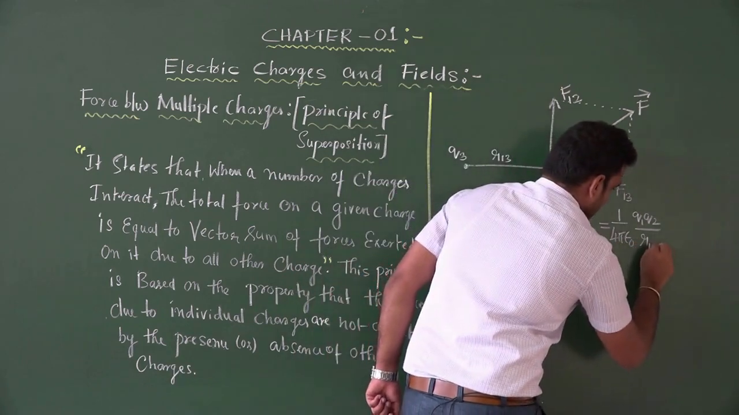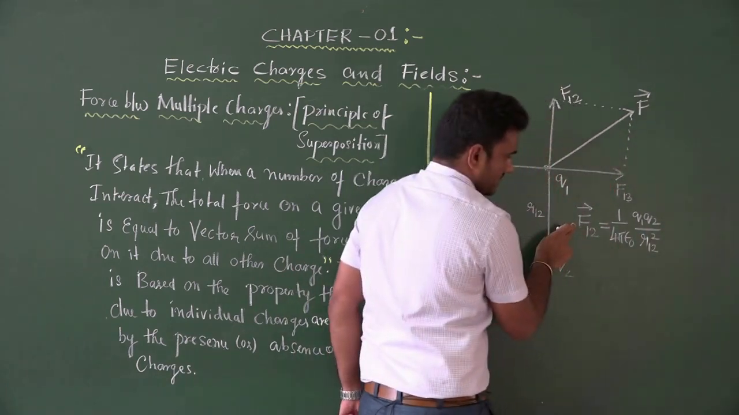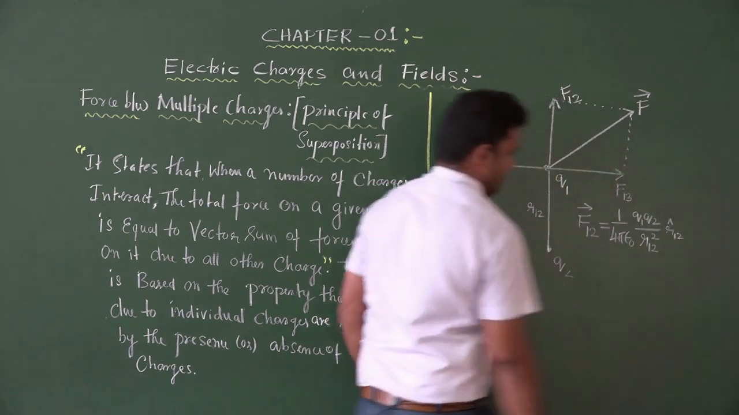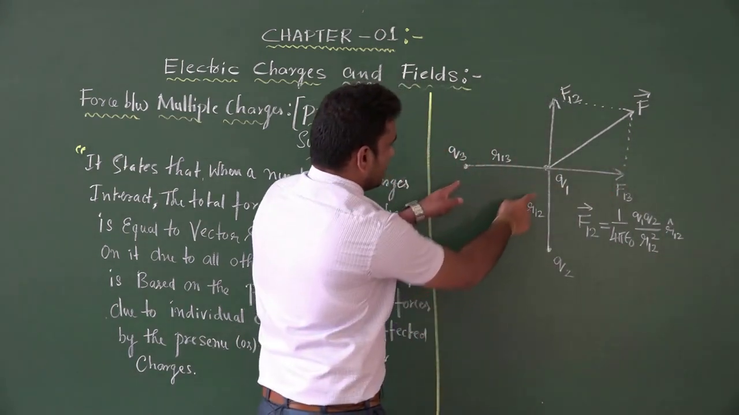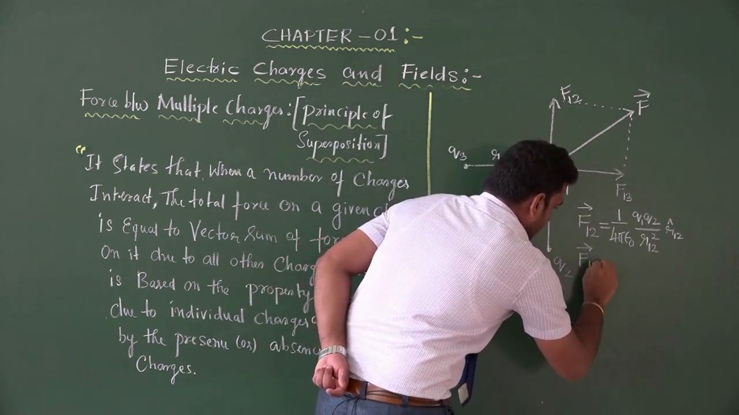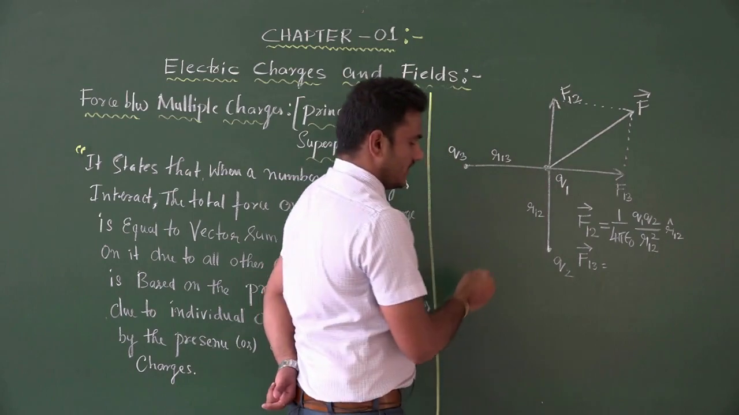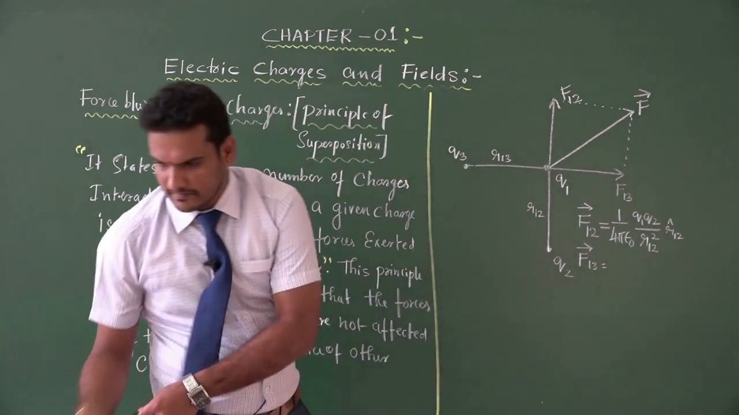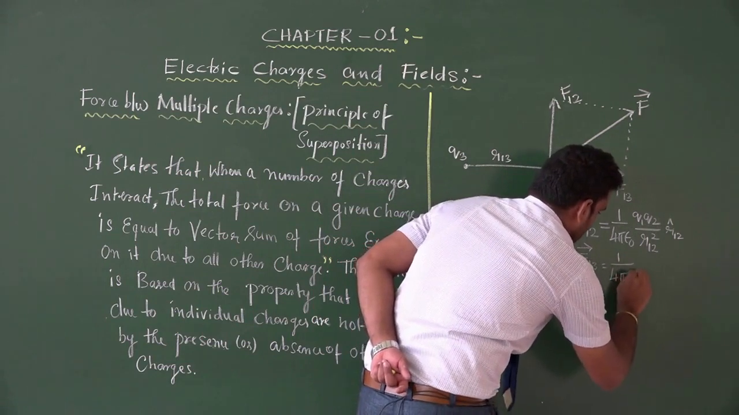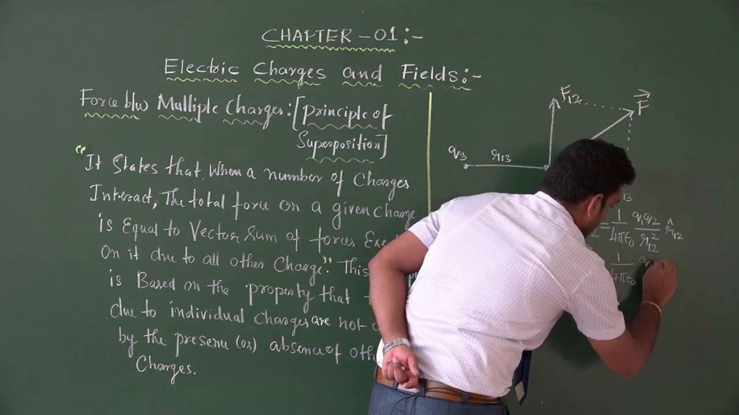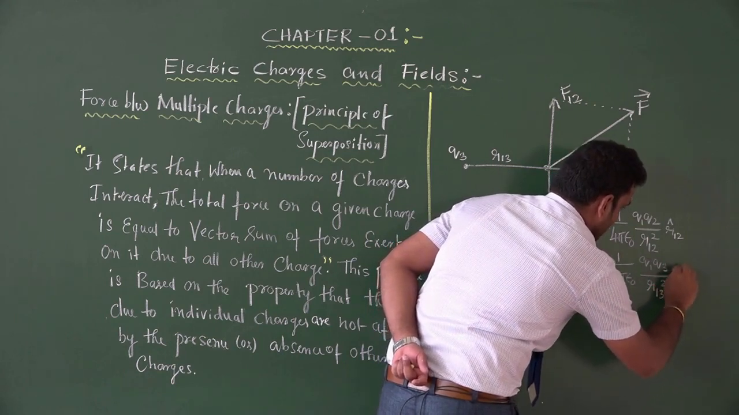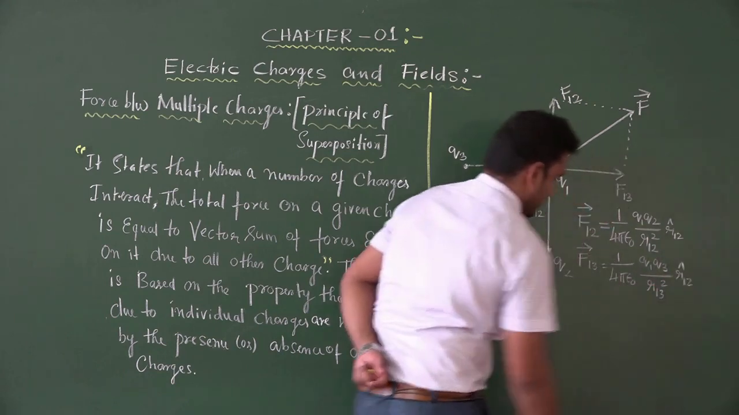So distance is R12 whole square, since we are representing in terms of vector form R cap 12. Similarly, the force between the charge Q1 and Q3 can be written as F13. Same equation according to Coulomb's law, we are writing 1 over 4 pi epsilon naught Q1 Q3 divided by R13 whole square R cap 13.